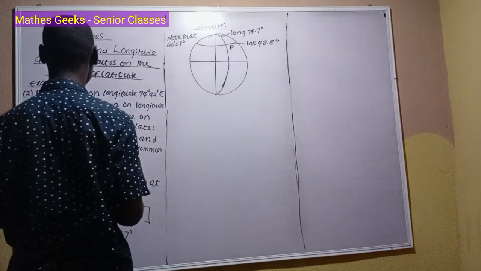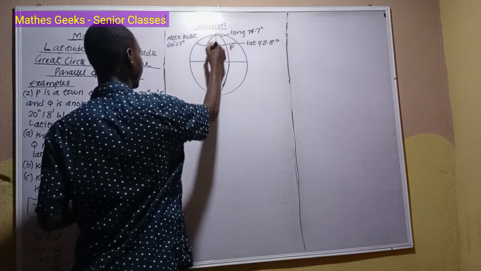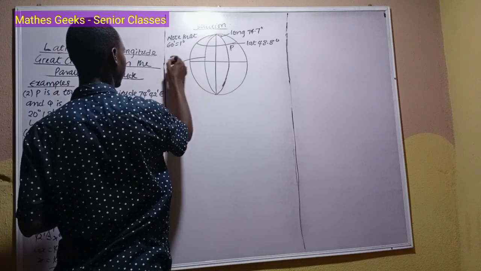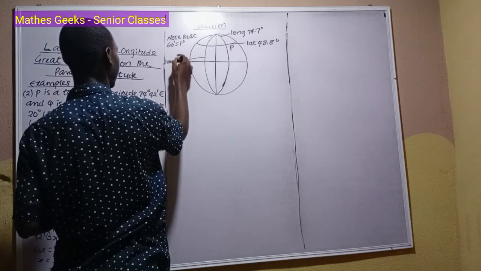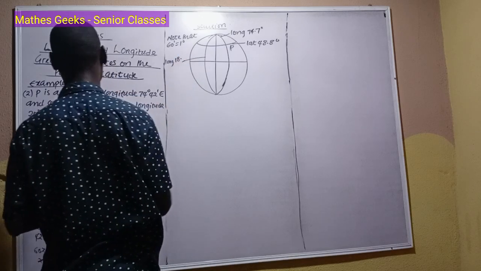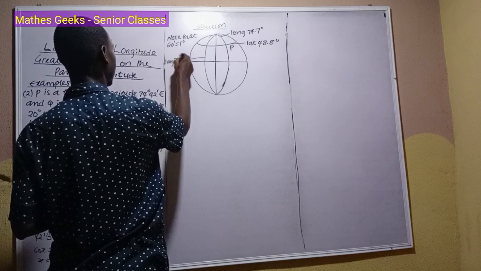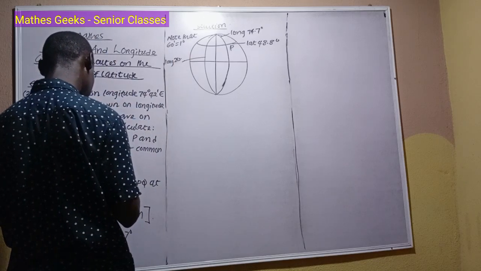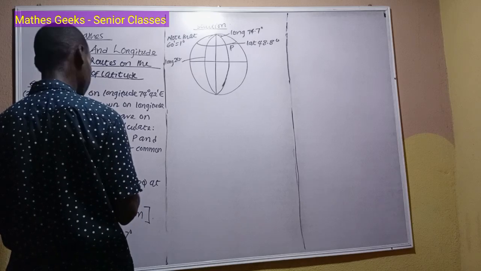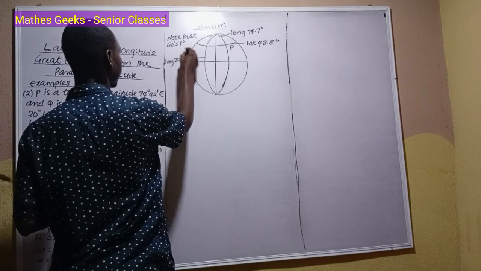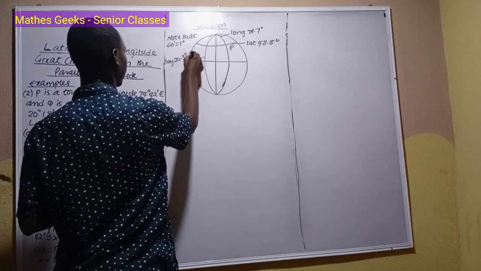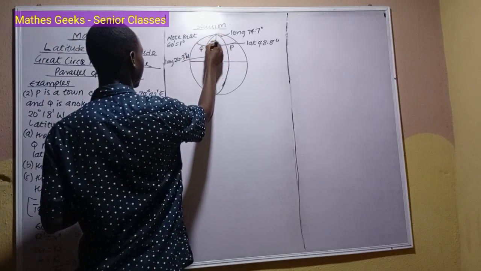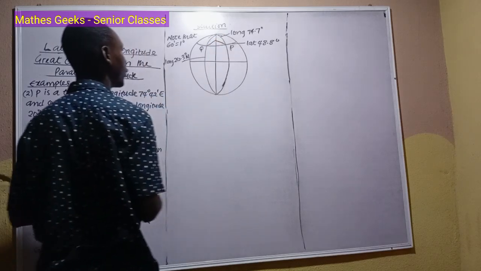Q is 20 degrees 18 minutes west. So this will give us longitude 20 plus 18 divided by 60, which is 0.3, so 20.3 degrees west. That's point Q, and this is lying on the parallel of latitude.